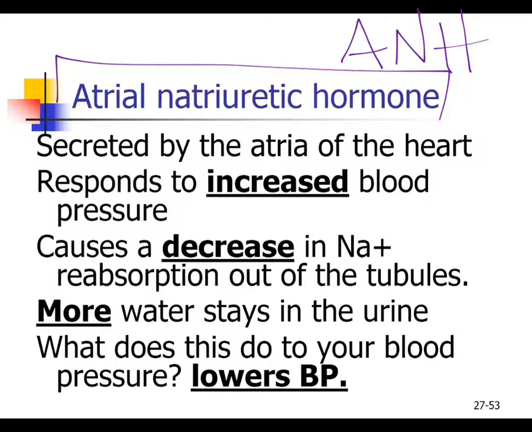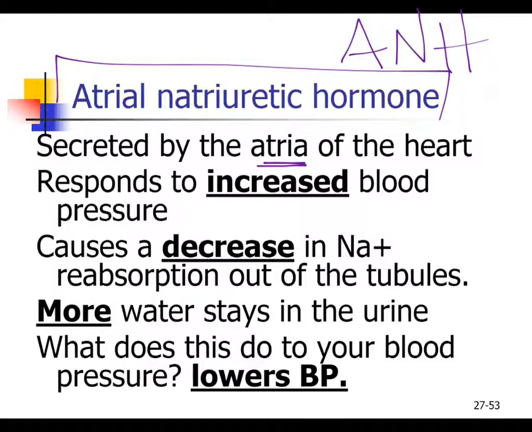Natriuretic, natrium is the Latin word for sodium, Na. Hormone. So here's the story with this hormone. It's released by the atria. Remember, the atria are the receiving chambers of the blood coming into your heart. If too much blood's coming into the atria, basically too much blood pressure, the atria gets stretched. And as the atria gets stretched, the cells there will release this hormone, atrial natriuretic hormone.